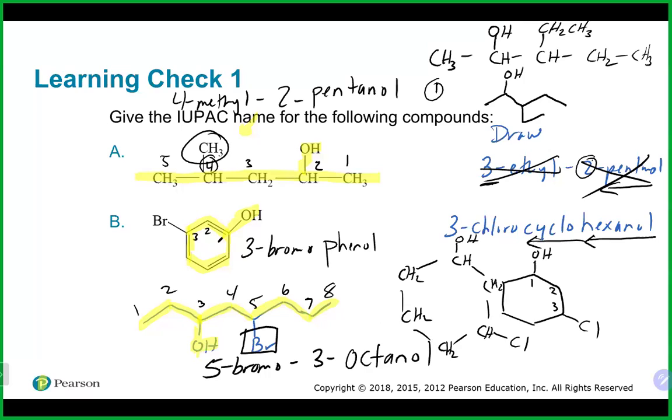Any questions on naming or drawing alcohols? So again, very similar to double bonds, triple bonds. OH gets the priority, and everybody gets numbered accordingly. Any questions on that there?